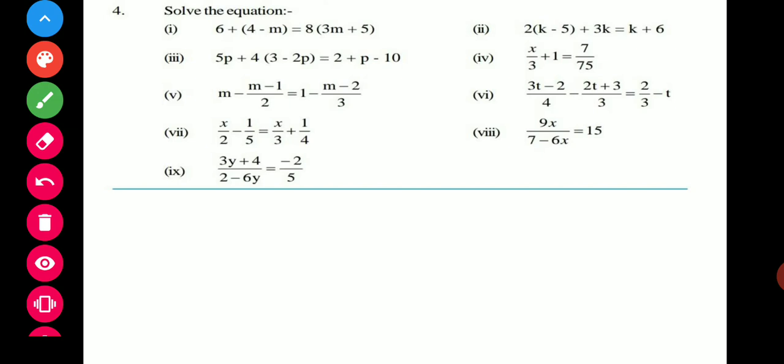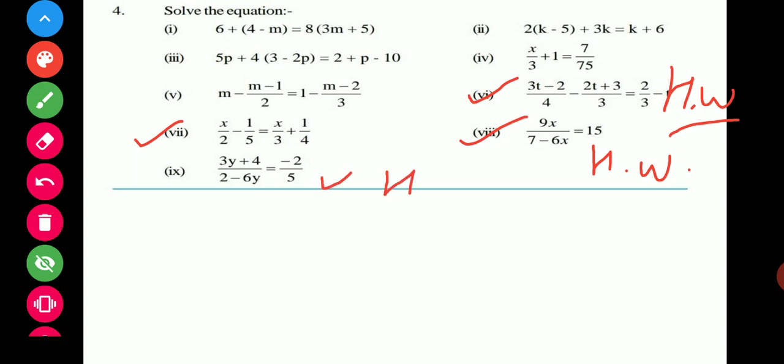Now come to the next one. That is the sixth part, it is for your homework. This is for your homework. You can do at home. And also this one you can do at home. I will do only this question, 7th question. So this is also your homework. So these questions are for your homework. I will do only 7th question now.